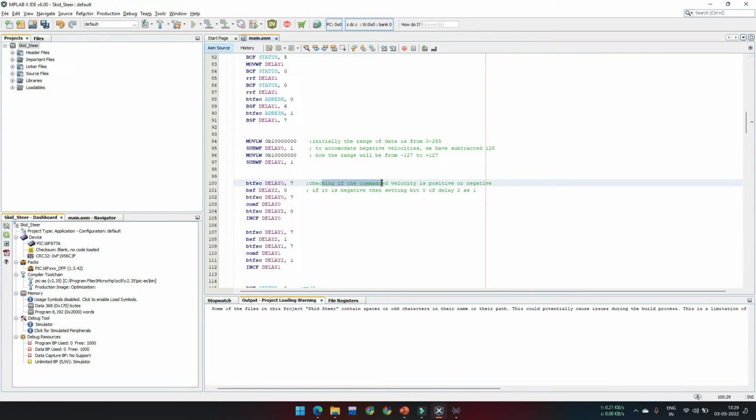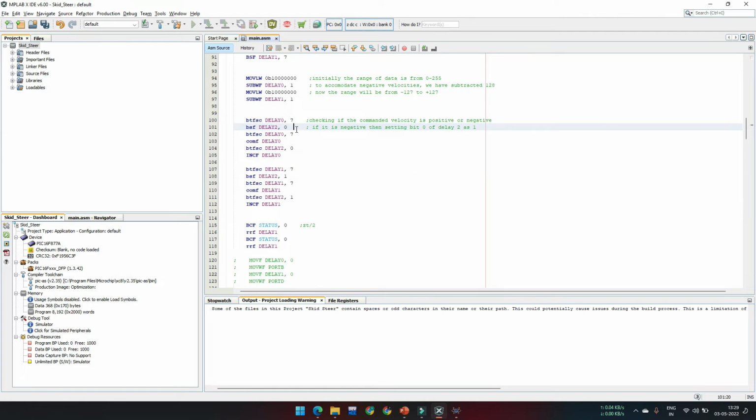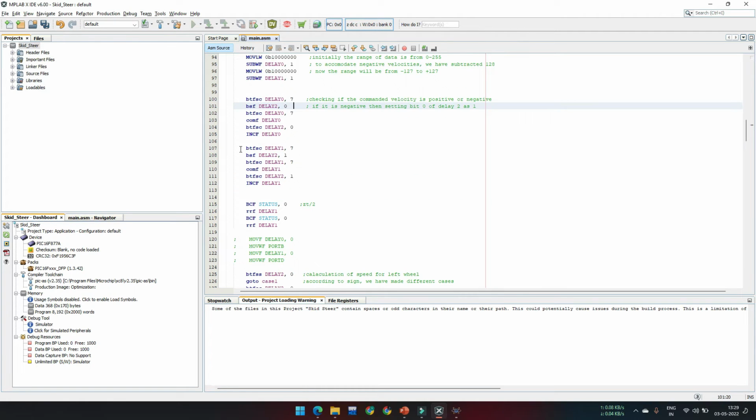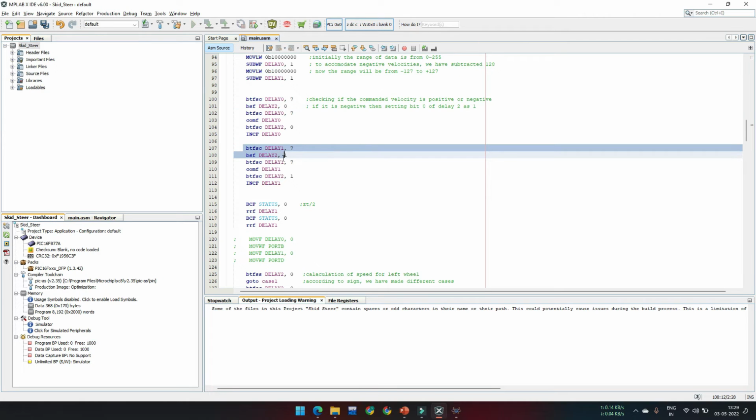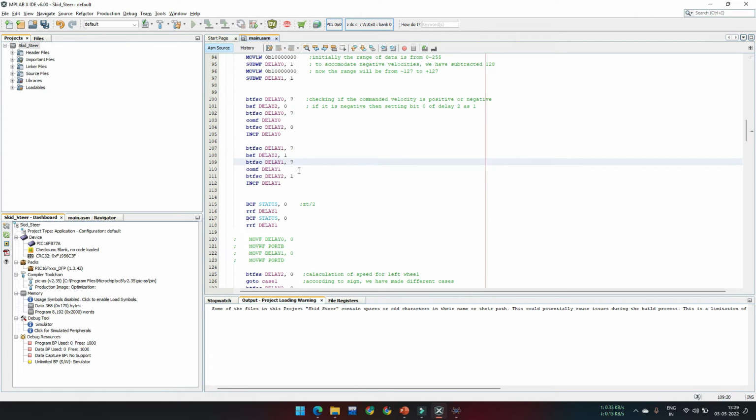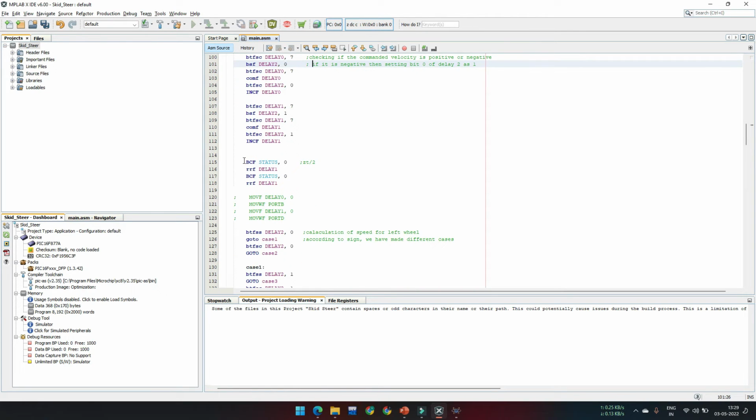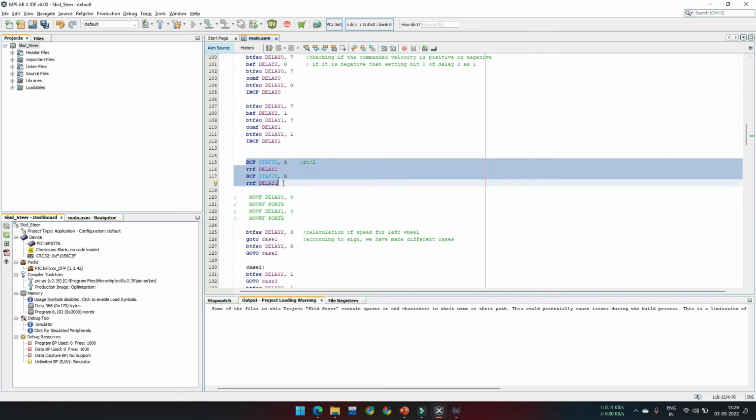Then we are checking if the velocity commanded is negative or positive. If it's negative, then we are using the 0th bit of delay to store the sign of the incoming data. Similarly, the first bit of delay T2 is used if the angular velocity commanded is negative or positive. If the bit is 1, that represents the incoming data is negative. Then we are performing the function zt/2, where we only have to shift by 2 bits to multiply it by 1 by 4.